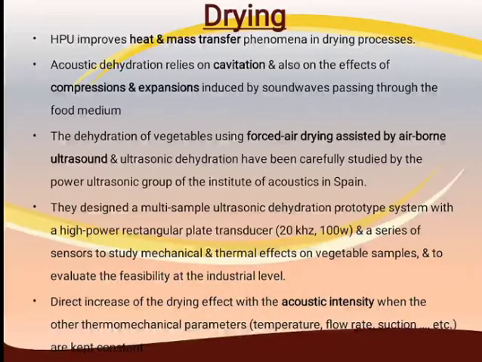Drying. A high power ultrasound improves heat and mass transfer phenomena in the drying process. Acoustic dehydration relies on cavitation and also on the effect of compression and expansion induced by sound waves passing through the food medium. The dehydration of vegetables using forced air drying assisted by airborne ultrasound, and ultrasonic dehydration, has been carefully studied by the power ultrasonic group of the Institute of Acoustics in Spain.